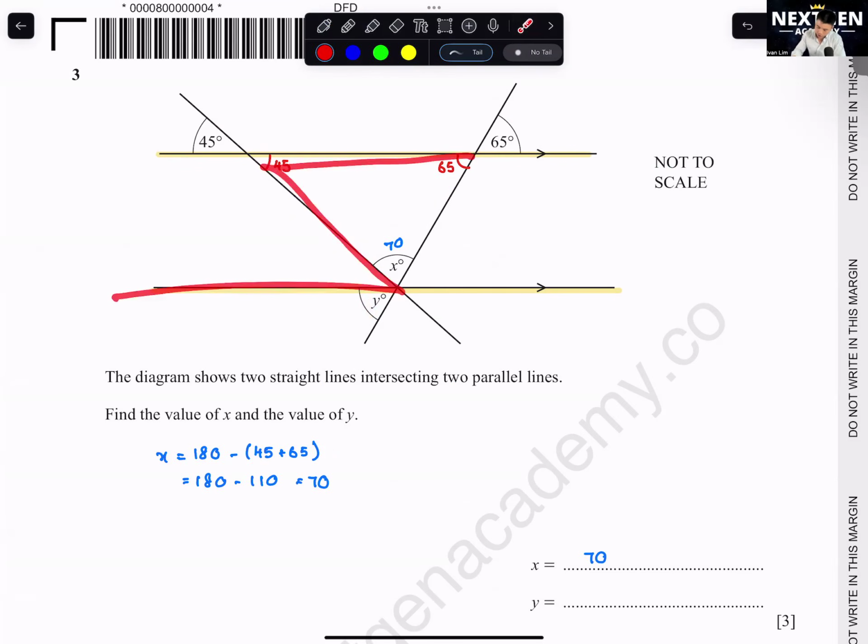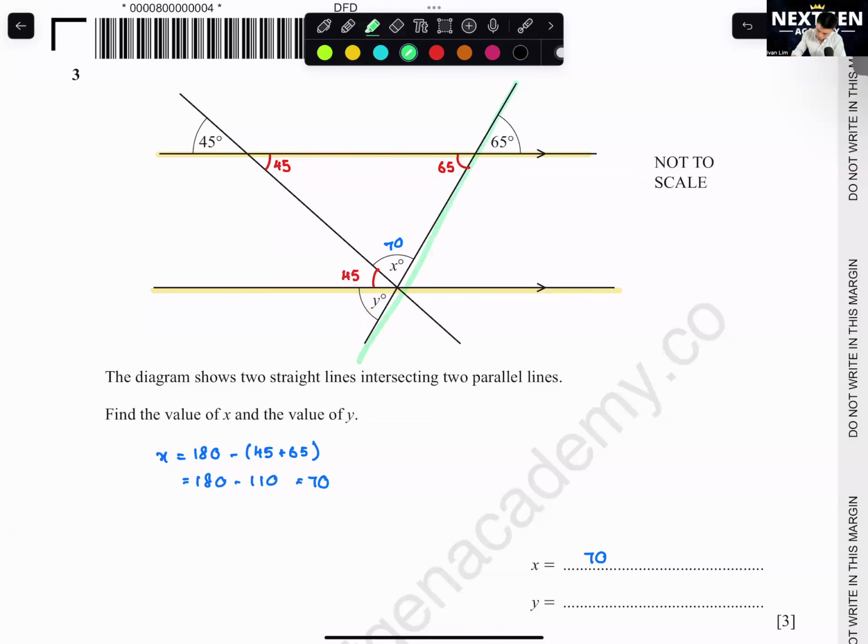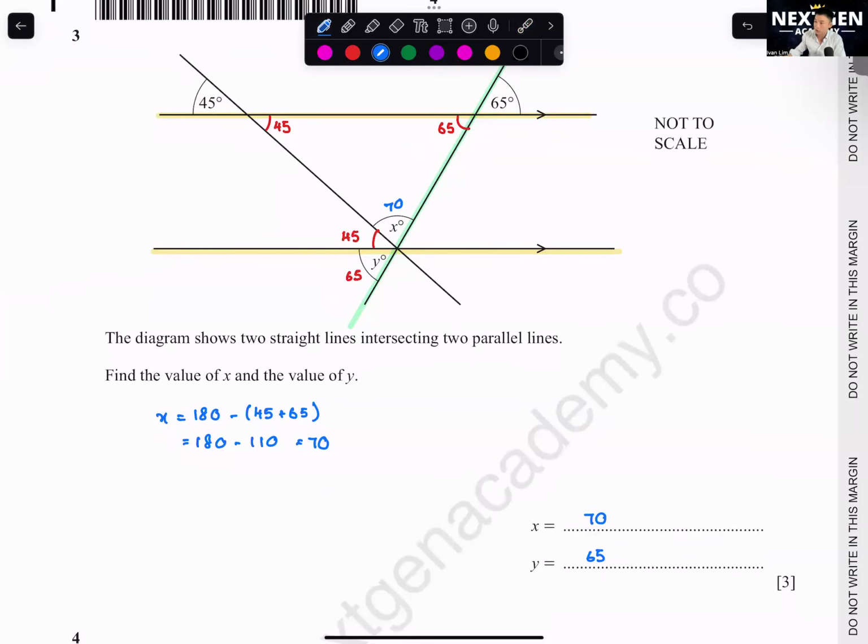We can do here first. This is also 45 degrees because it is an alternate angle to this 45. Then this one is a straight line. Okay, let me see if over here can measure. Actually, don't need to calculate. We can say that these two are corresponding to each other. So this one is also 65. These two are corresponding. So don't need to go and calculate. Y is 65.